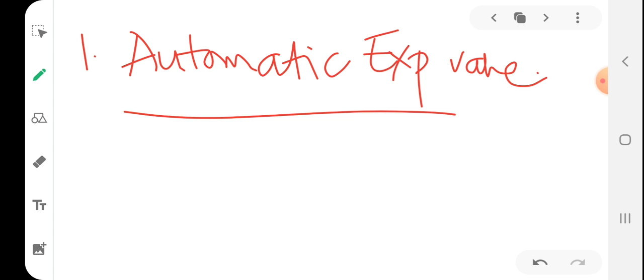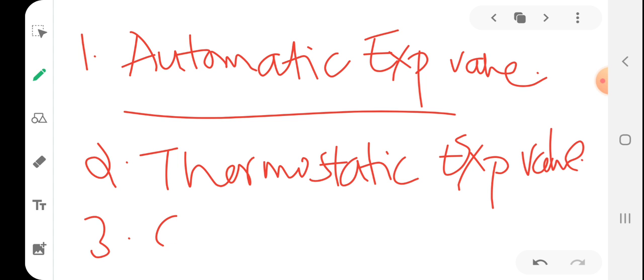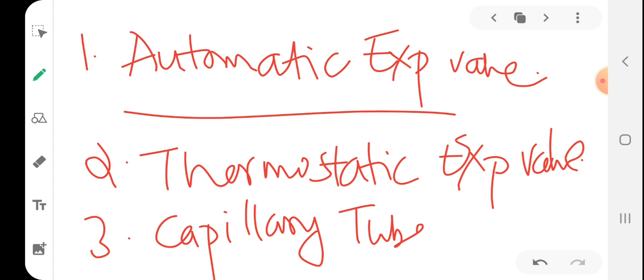What is an automatic expansion valve? We have studied it. It is nothing but an expansion valve, which we studied in the previous sessions. The next one is the thermostatic expansion valve. That too was studied in the previous session. The third one is the capillary tube. Capillary tube is another expansion device. All these expansion valves are used to control the flow of refrigerant.